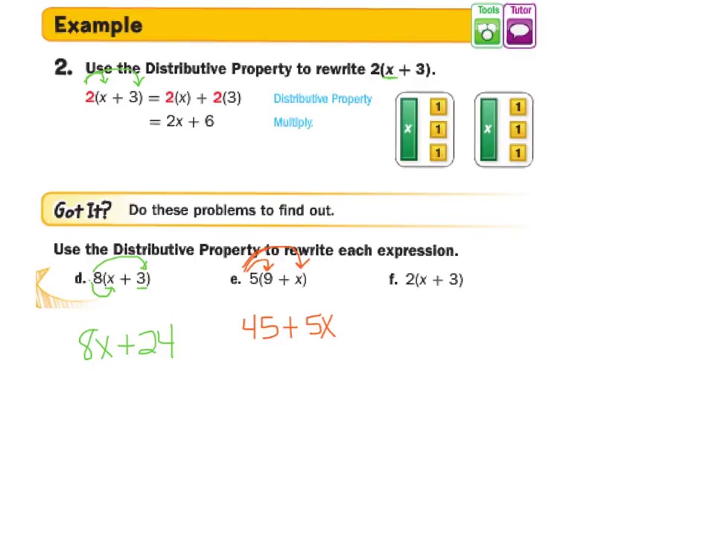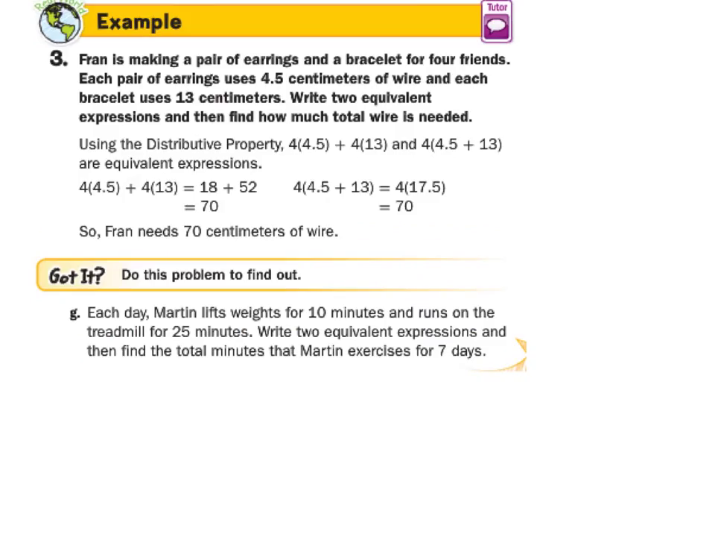So let's take a look at the next one. The 2 gets to multiply on the x, so we get 2x. And we add to that 2 times 3, which is 6. So let's see how this helps us in story problems.